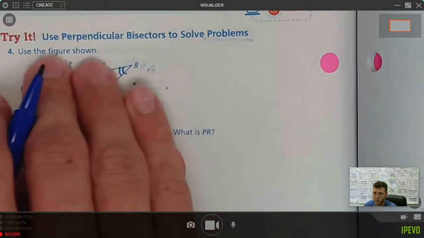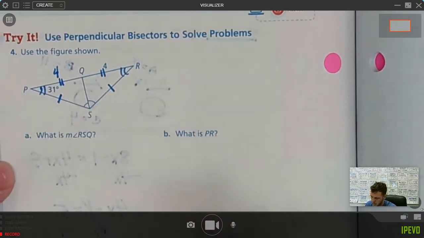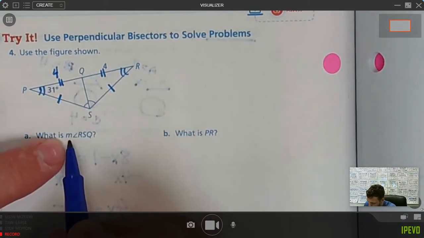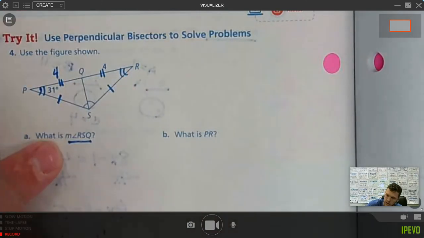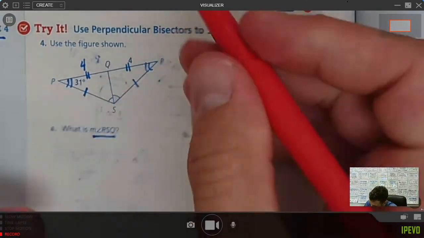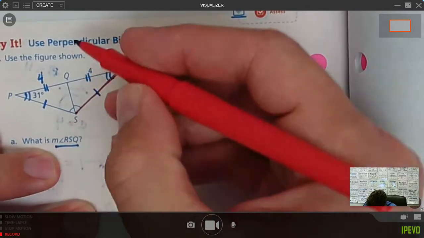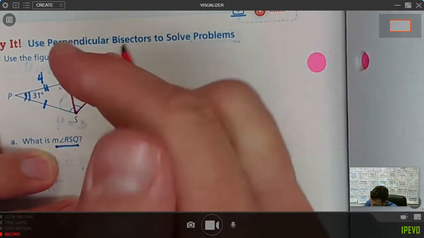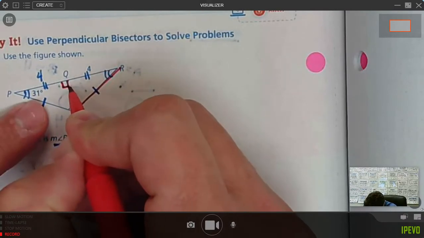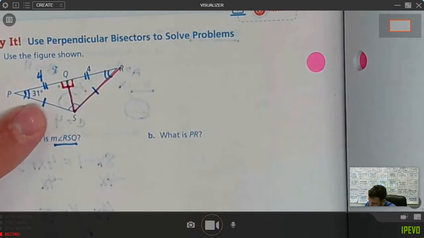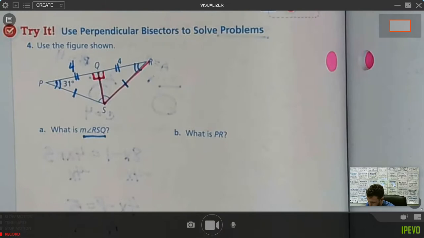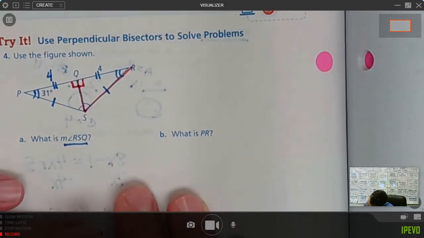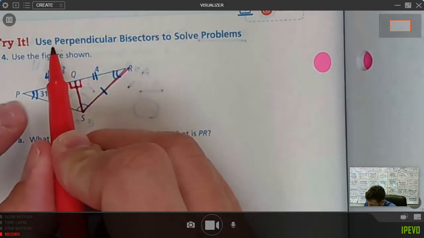All right, so what we're looking for is angle RSQ. Now, as a perpendicular bisector, we also know that these are going to be 90 degrees. So when it bisects it, it hits it at 90 degrees.